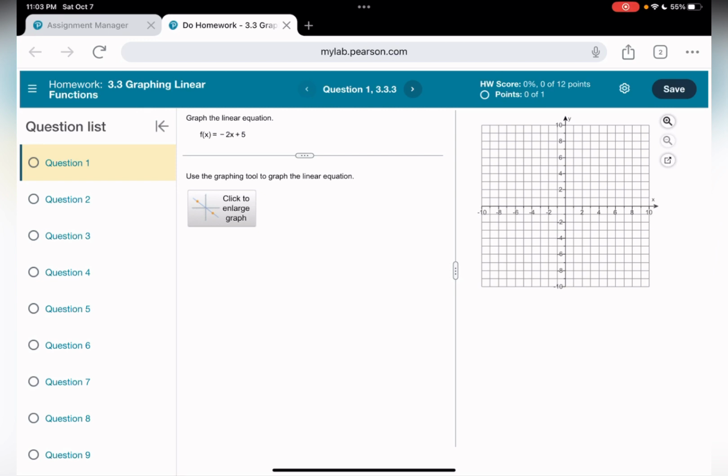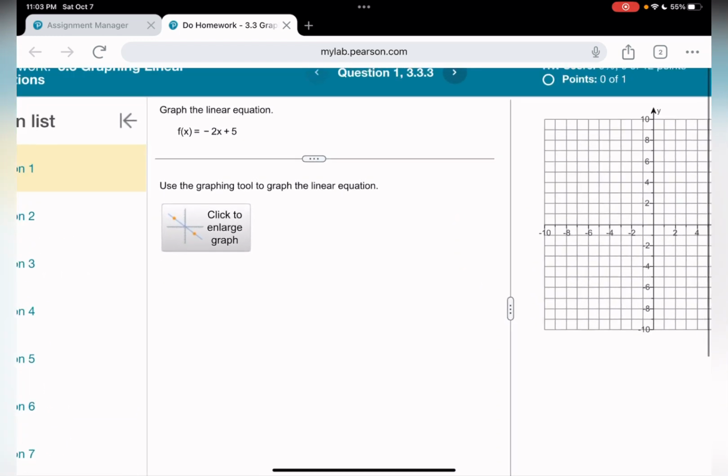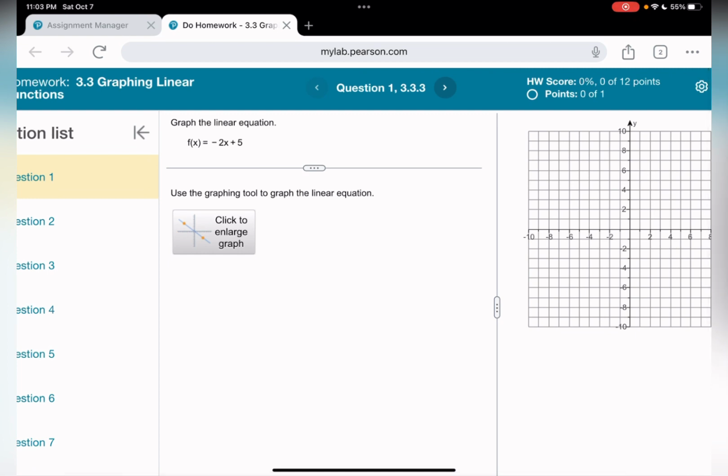Okay, we're going to work on homework 3.3, graphing linear functions. So first thing, what do we have? Negative 2x plus 5.